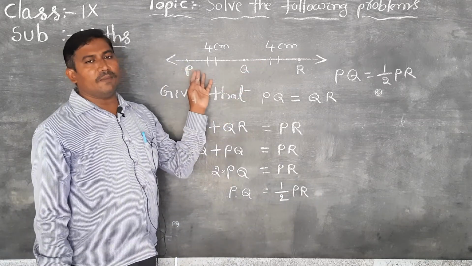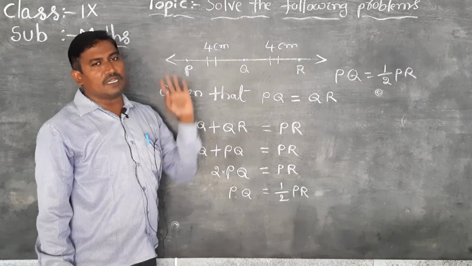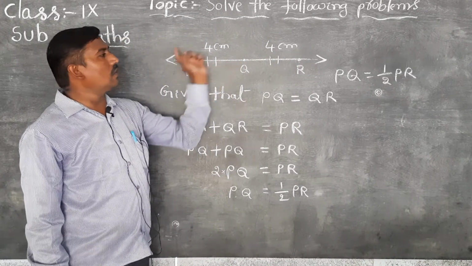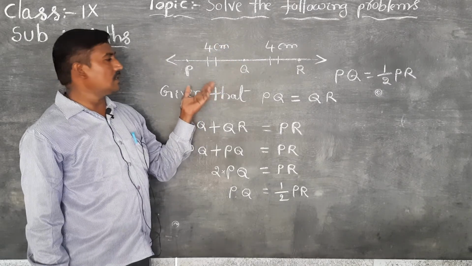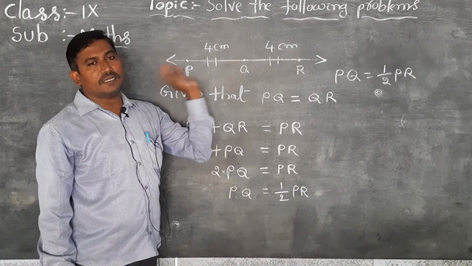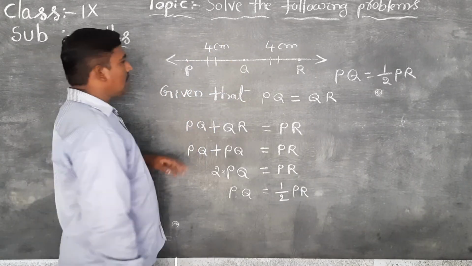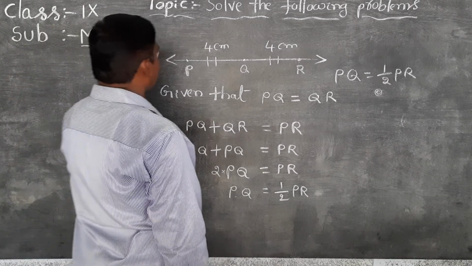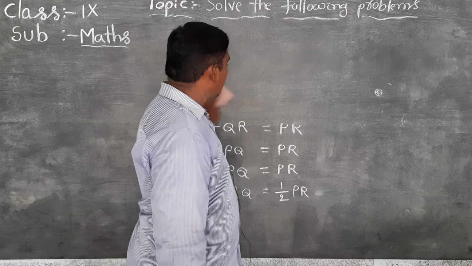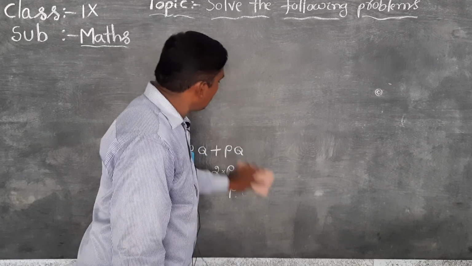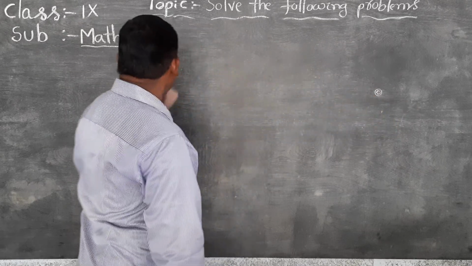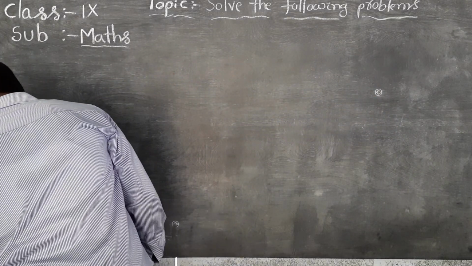Total 4 centimeters plus 4 centimeters, 8 centimeters. Any one value, PQ, is half of the total 8. So here PQ is equal to 4 centimeters, half of the total 8 centimeters. So we proved here that PQ is equal to half of PR. Next.